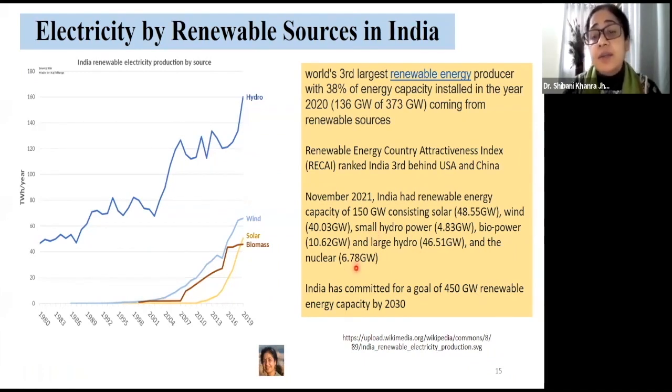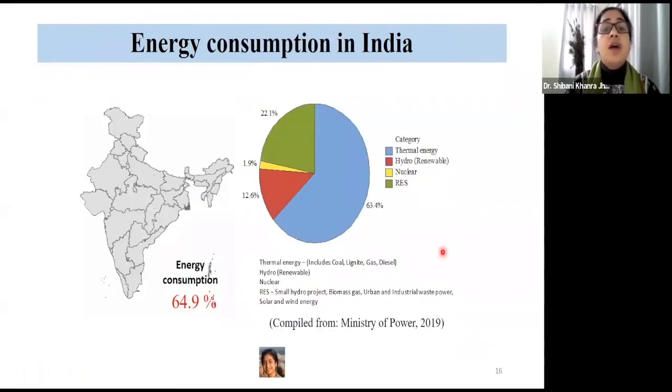So a current commitment from India is achieving the goal of 450 gigawatt renewable energy capacity by 2030. It's certainly huge, but this is the current target which has been put as a major goal. Now, let's look at energy consumption in India.